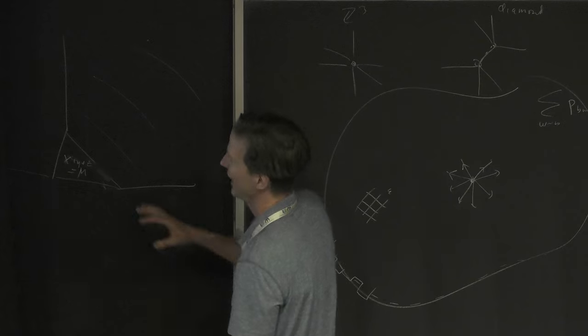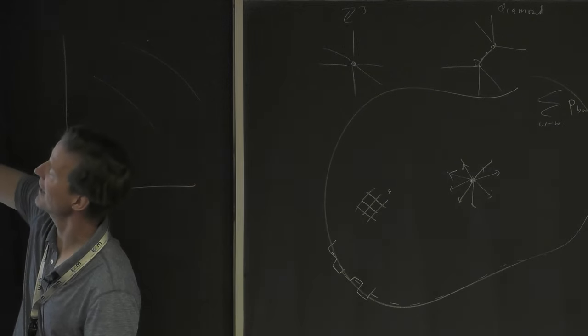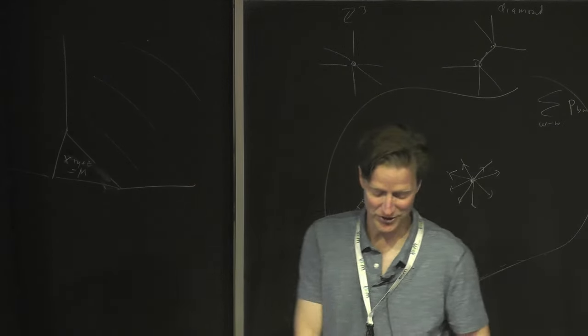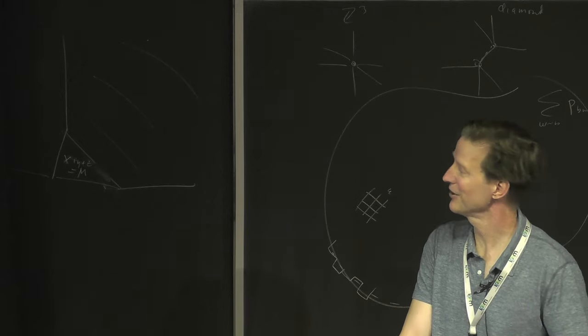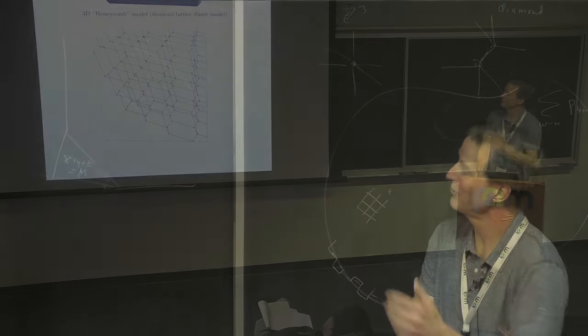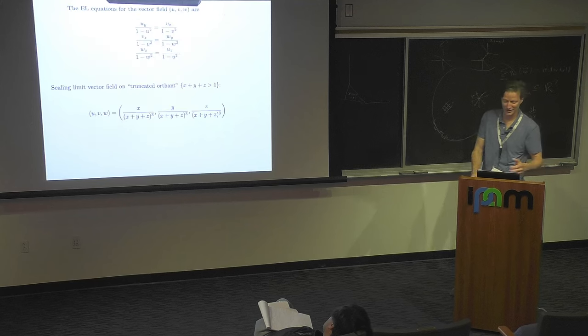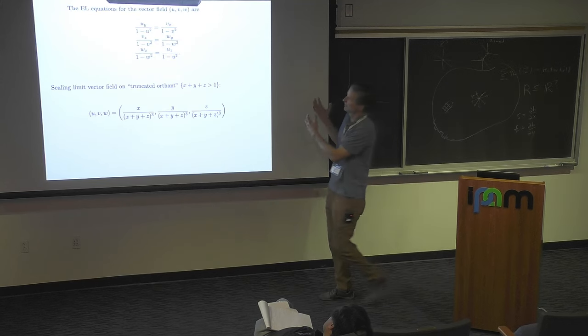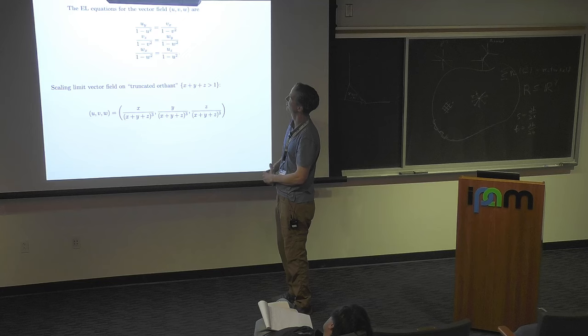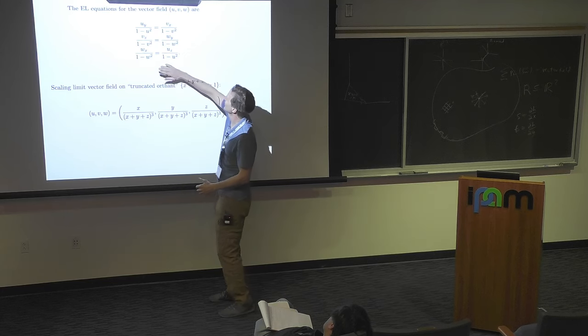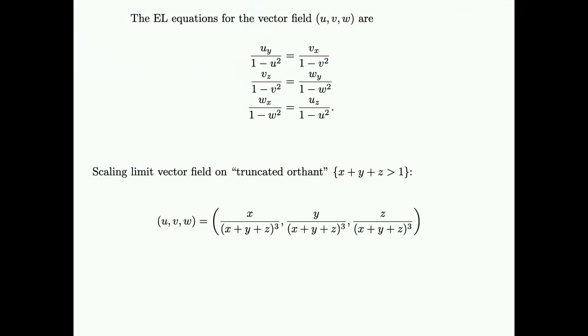And then we were able to, again, find a nice critical gauge. The whole game comes down to whether, given a graph, we can find a critical gauge, which is interesting. And here, again, the critical gauge was some ratio of binomial coefficients. Here are the Euler-Lagrange equations.